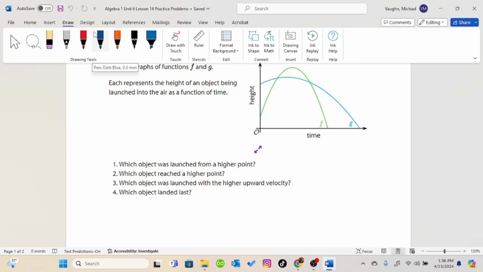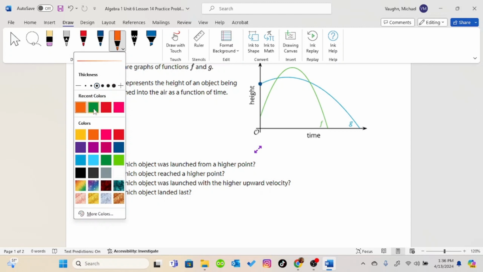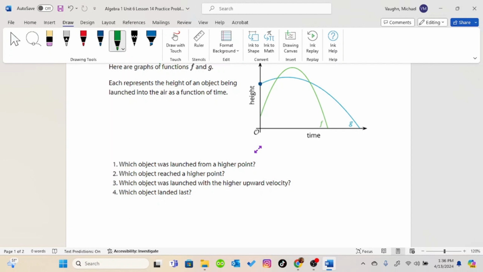So the launch height would be the y-intercept. And we can see that the launch height of G is above the launch height of F. So that means G was launched from higher.